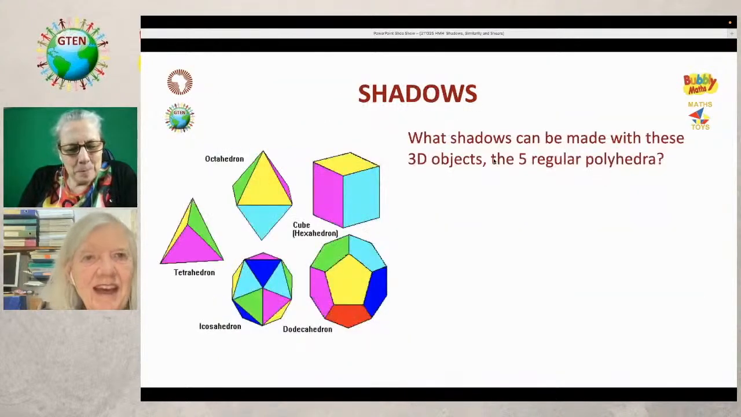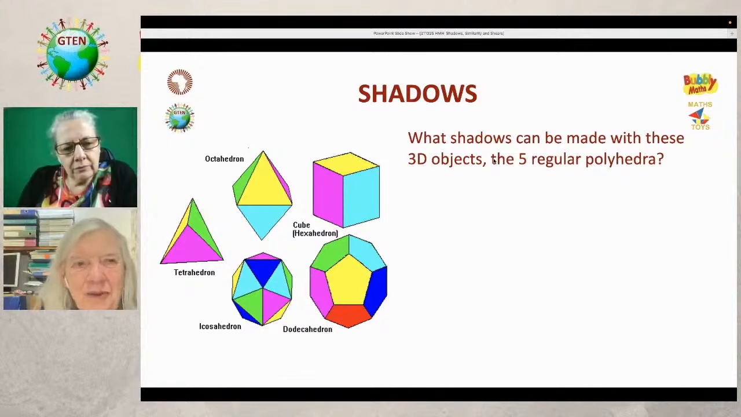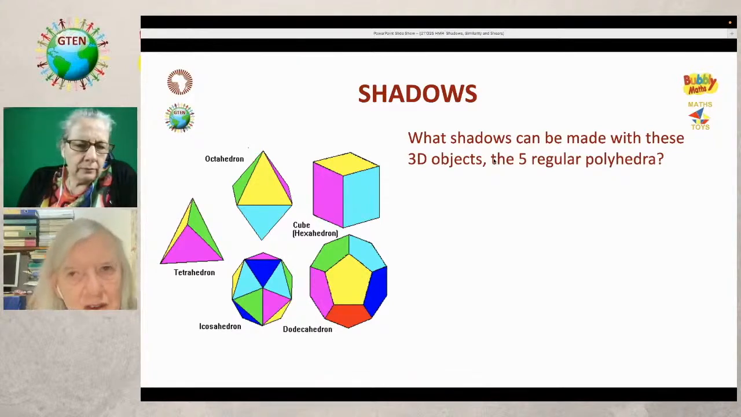Now here we come to another challenging question for you, and you could spend a long time answering this one, because there are lots of different possibilities, especially when you get to the shapes that have more faces, like the octahedron and the icosahedron. So here the question is, what shadows can you make with these 3D objects? They're the regular polyhedra, where all the faces are exactly congruent copies of the same polygon, and all the angles everywhere are equal. There are only five solid objects, polyhedra, for which that is true.